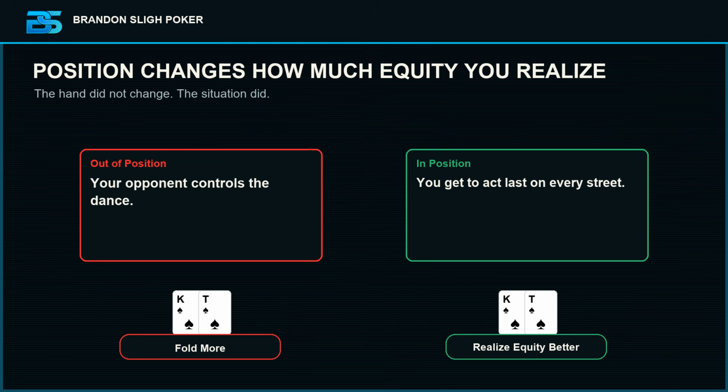King 10 suited versus a button 3-bet when you are in low jack can be a fold, especially against a tight player. King 10 suited on the button versus a small blind 3-bet can be a pure call because you have position and your opponent has to play the rest of the hand first. The hand did not change, but the situation did. Folding pre-flop out of position may seem weak, but it is a disciplined fold we sometimes have to make.